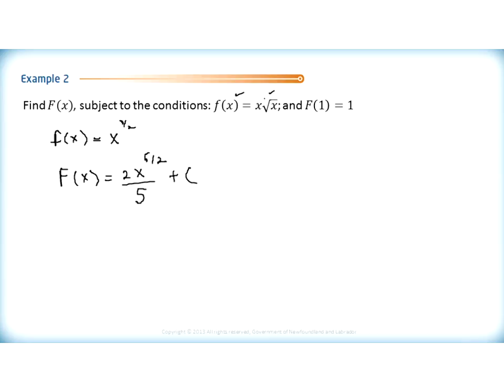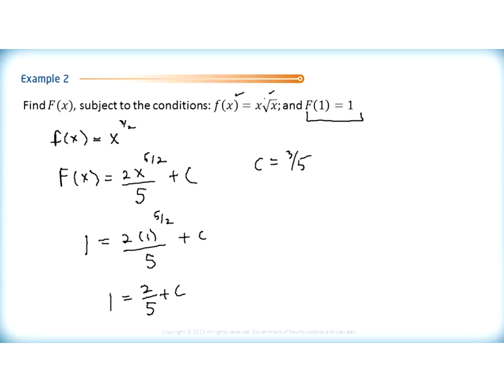And we have to, of course, add a constant, which is not terribly arbitrary anymore. We just don't know what it is yet. So, nice initial condition, f of 1 equals 1. So I'm going to say 1 is the value of f of x when x is equal to 1, all divided by 5 here, and then add c. So that tells me that 1 equals 2/5 plus c.